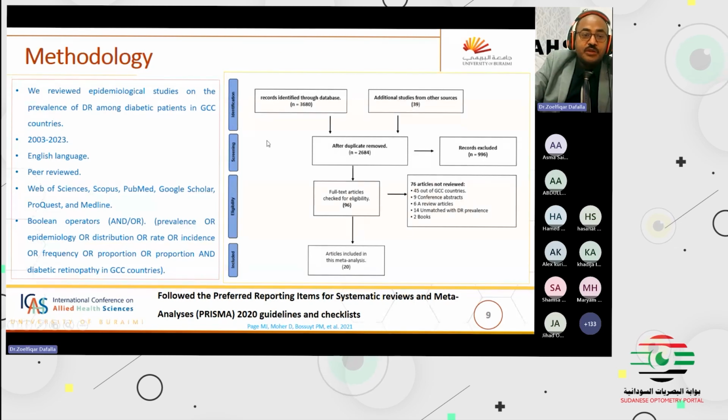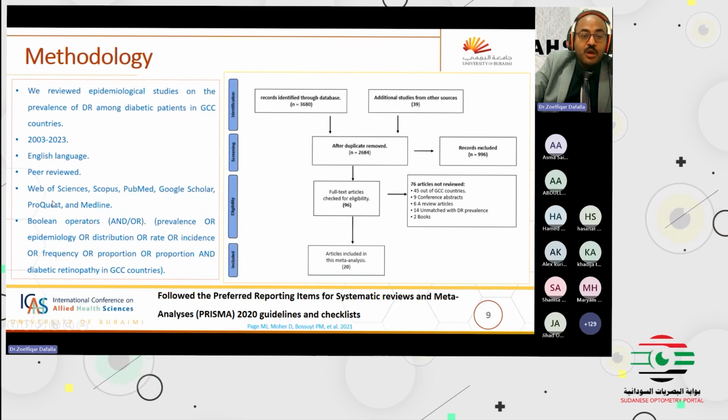Methodology that we used in this study, as we said, is PRISMA, which is Preferred Reporting Items for Systematic Reviews and Meta-Analyses, conducted in 2020. We use their guidelines, and then we start to identify the studies, and after that we did screening, and then eligibility, and then include the studies which meet our inclusion criteria.